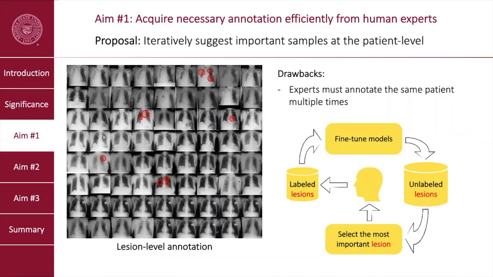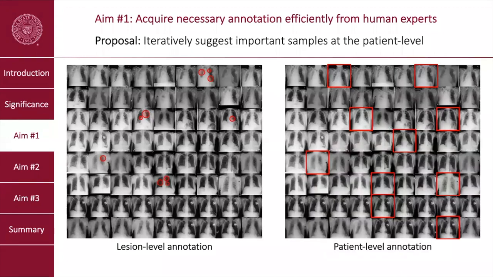The limitation of our current active learning procedure is that it can only suggest the most important lesion or disease area every time. That means if a patient contains multiple lesions, the current active learning procedure might suggest the same patient multiple times to the human expert, each time on a different lesion. This means that human experts have to go through the same patient again and again and again. It's a waste of time.